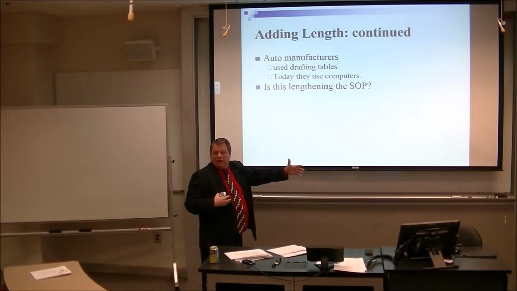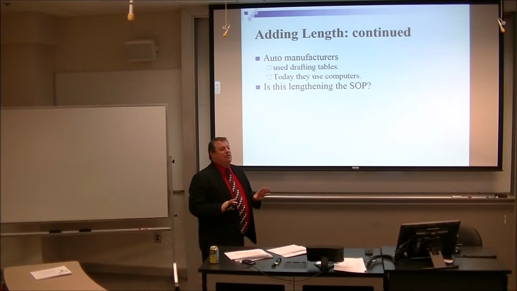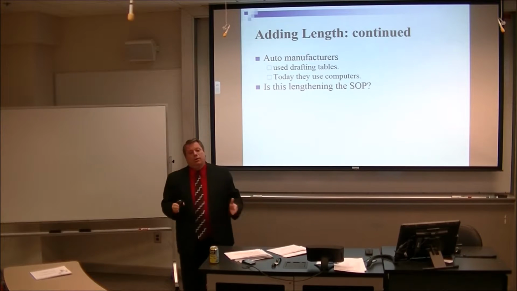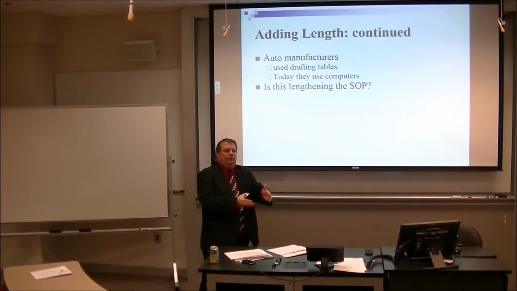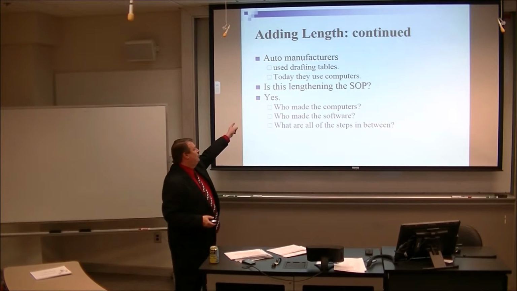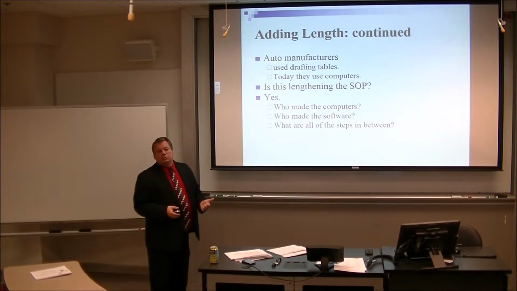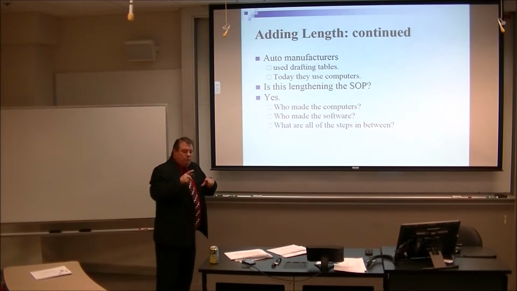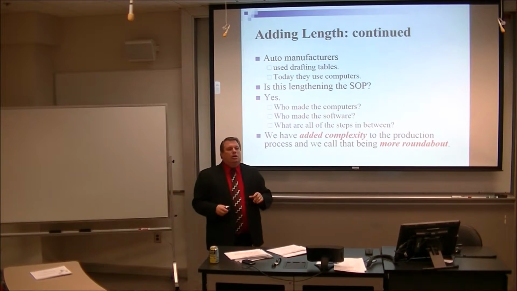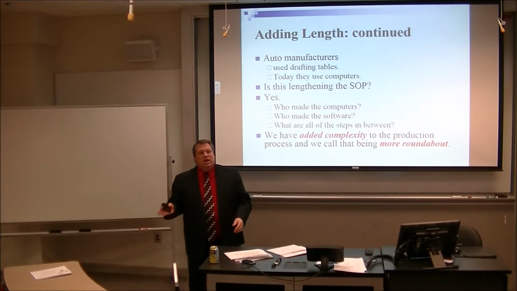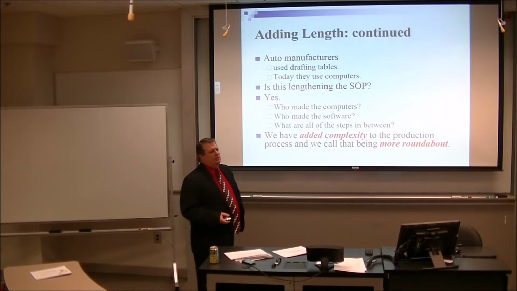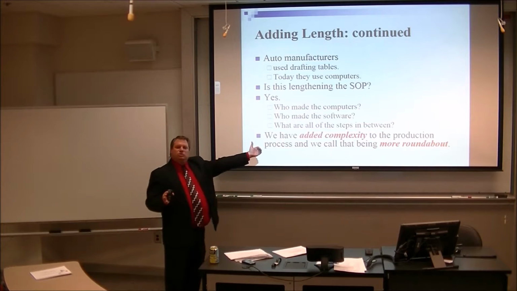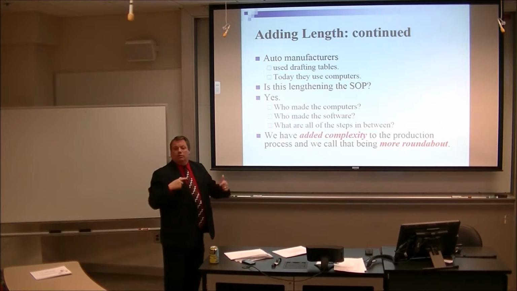It's faster, right? Yes, it is lengthening the structure of production, because the time component isn't measuring minutes or hours or days. It's measuring steps in a sequence, right? So, yes, who made the computers? Who made the software? What are all the steps in between? All these things are adding complexity. And that added complexity means it's less direct. It's more roundabout. Does that make sense? You guys see that? So we're lengthening the structure of production, even though it goes faster, right?